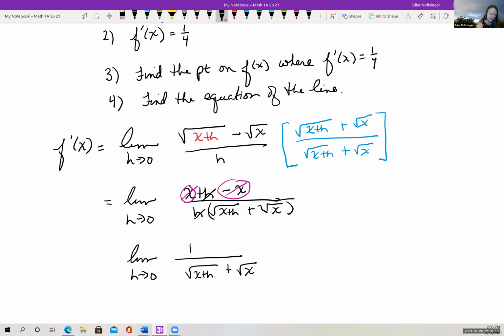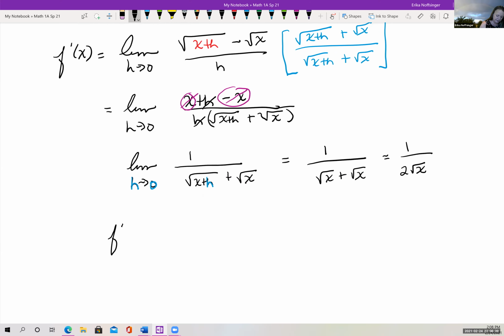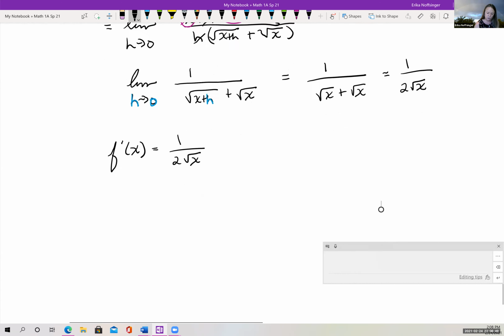So now we can do our direct substitution. When we plug in 0 wherever we see an h, notice that we get back 1 in the numerator all over the square root of x plus the square root of x. Those are like terms in that denominator, and the square root of x plus the square root of x is 2 square roots of x. So we just found out what the derivative of our function f of x is, which is 1 over 2 square roots of x. The problem wanted to know, though, when was this equal to a quarter?